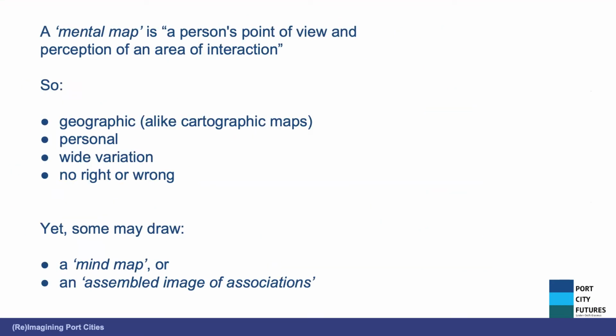Every person draws a different mental map. There's no right or wrong, just a wide variation. Elements may have been placed on a different location than where we can find them in reality. Mental maps are defined as a person's point of view of an area of interaction. So, in the first assignment, you have been the person and the area of interaction is the port city of your choice. You have drawn whatever you could remember about this port city.